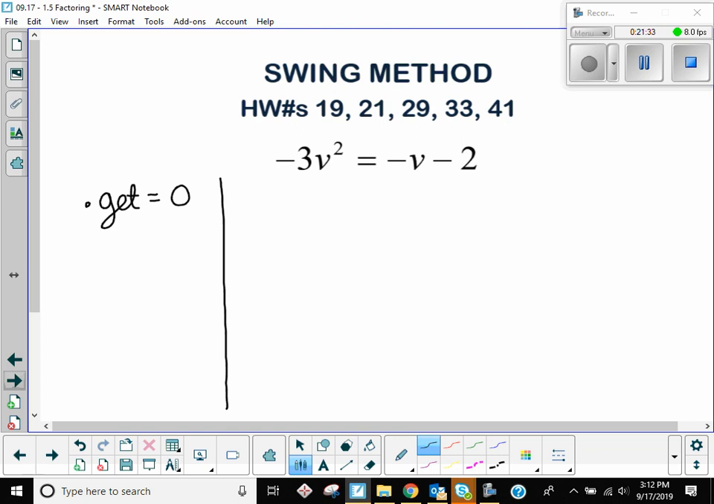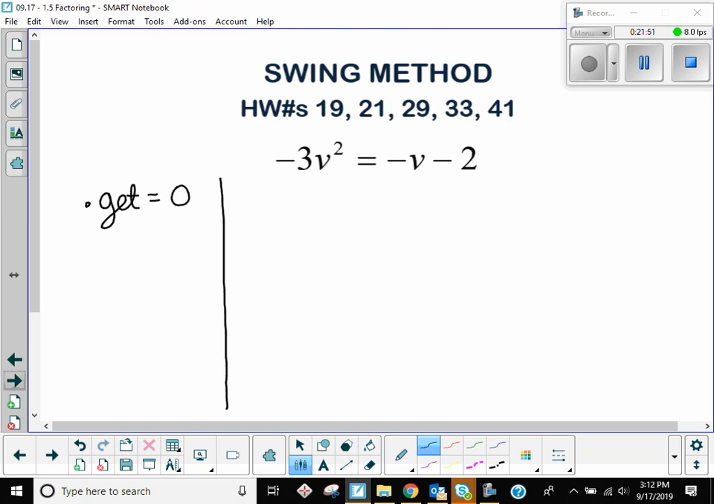Raise your hand if you moved the v squared to the right. Anybody? Okay. Raise your hand if you moved the v and the 2 to the left. Okay. Both of those ways are fine. One requires a little more finessing than the other one. So let me show you what that looks like.